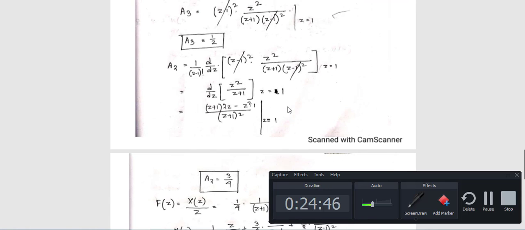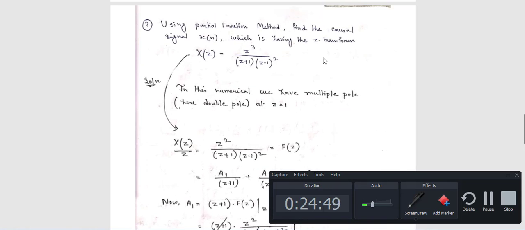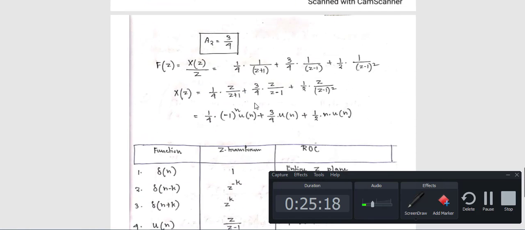Now see here, first check what is the ROC given. Here no ROC is given, but read the question carefully. Here the question is, using partial fraction method, find the causal signal xn. That means ROC is not given, but in the question it is assumed that the function is causal. That means always you have to multiply u(n) after inverse z transform. You don't require minus u of (minus n minus 1). Causal sequence means you have to multiply with u(n). You don't need to check the ROC because all are causal, so all the parts you have to multiply with u(n).